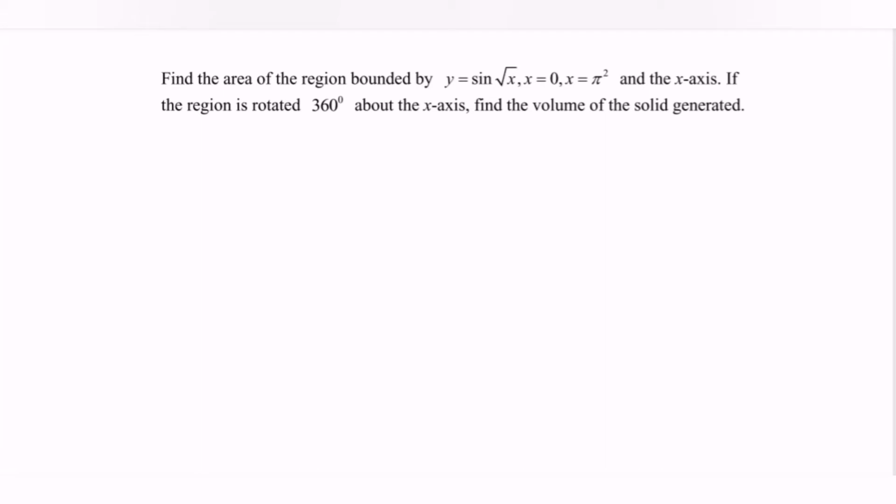In this video, I'm going to discuss the example for definite integral. Find the area of the region bounded by the curve where y is equal to sin square root of x, x equals 0, and the x-axis. So the first part is to find the area. Next, if the region is rotated 360 degrees about the x-axis, find the volume of the solid generated. So kindly focus on the first part, where we have the area.